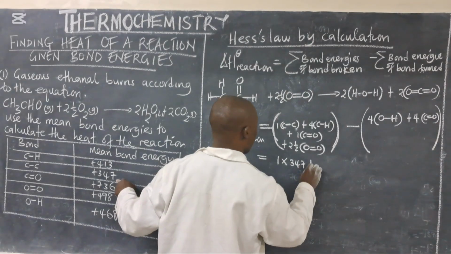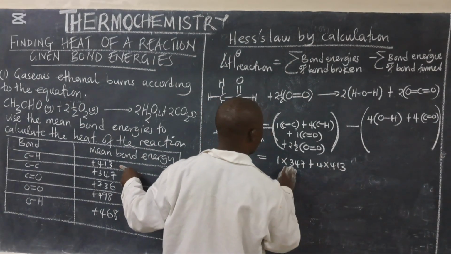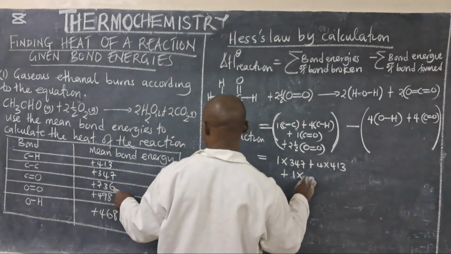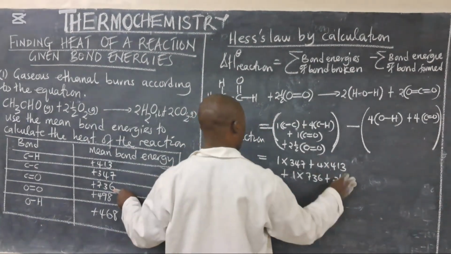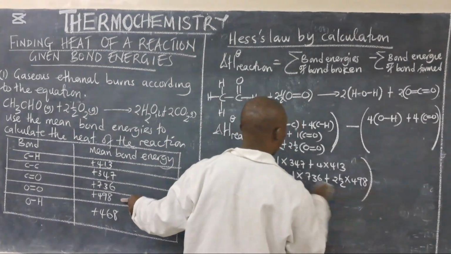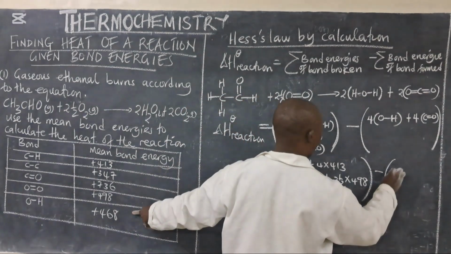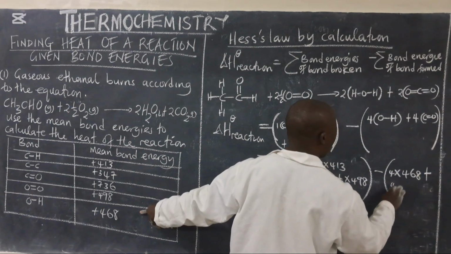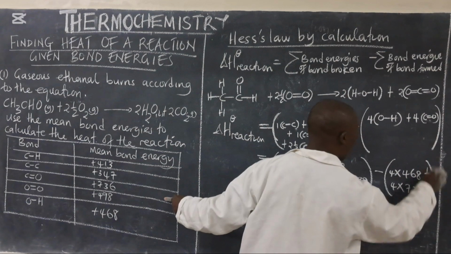So carbon to carbon is 347, plus carbon to hydrogen is 4 times 413, then plus carbon to oxygen is 736, then plus 2.5 of oxygen to oxygen, which is 498. So I'm subtracting oxygen to hydrogen. Those are 4 times 468, then plus 4 times carbon to oxygen bond is 736. So I subtract that.